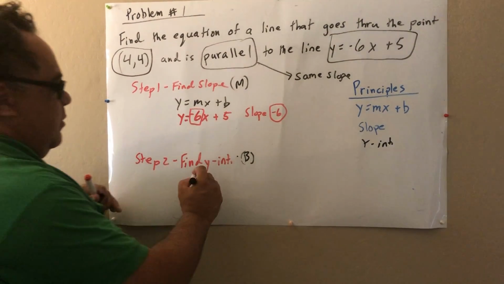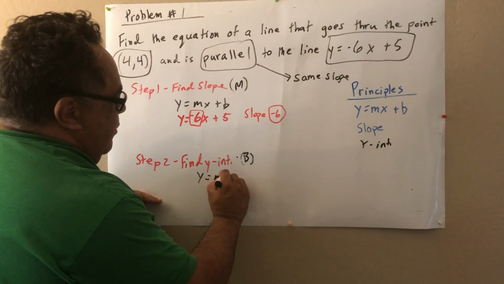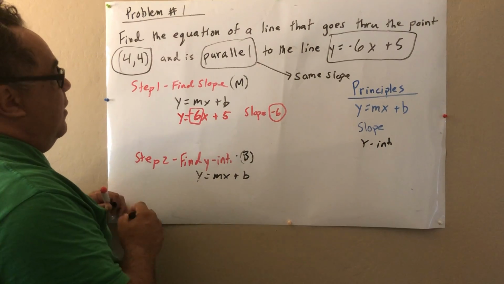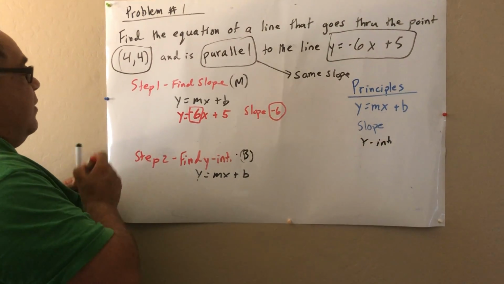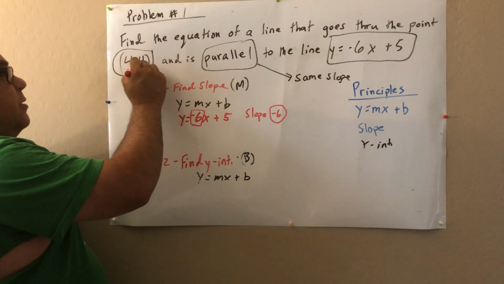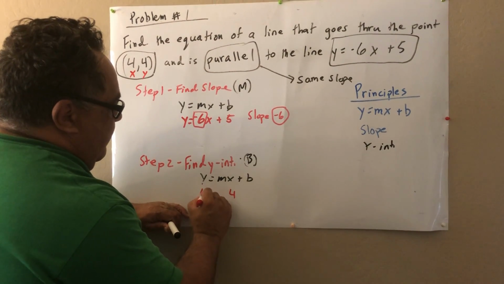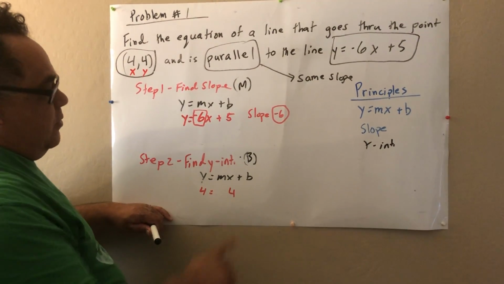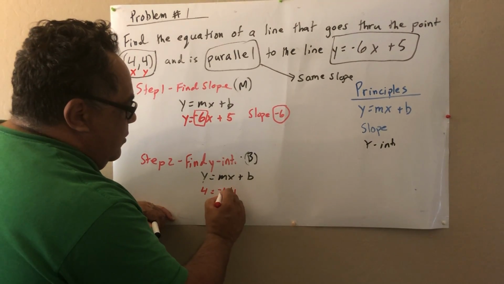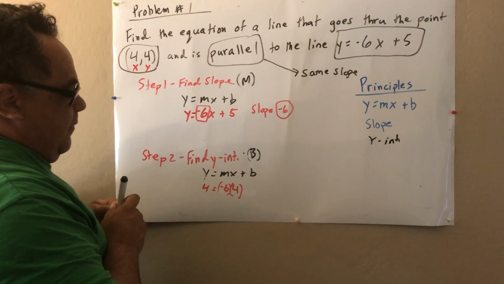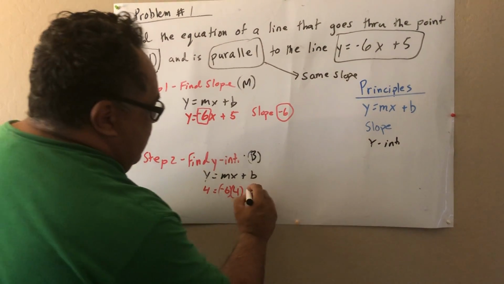We're going to use this equation, y equals mx plus b, slope-intercept form again, but we're going to plug in things for x and y. We're going to use our coordinates up here. So I'm going to plug 4 in for x, 4 in for y, and I'm also going to plug in negative 6 for our slope.